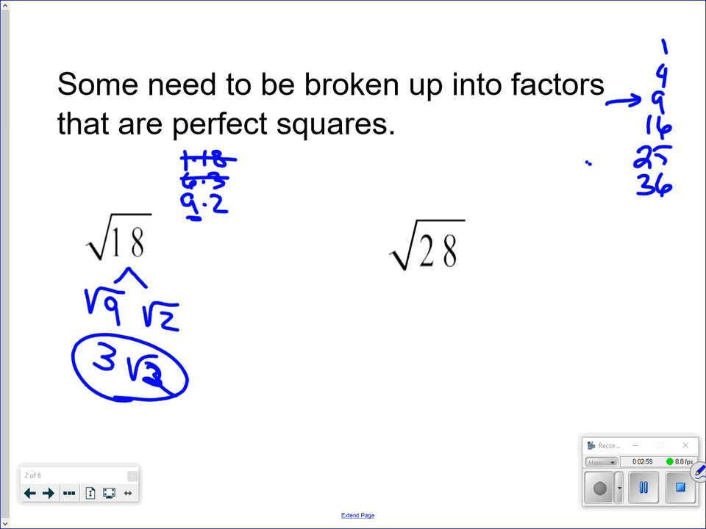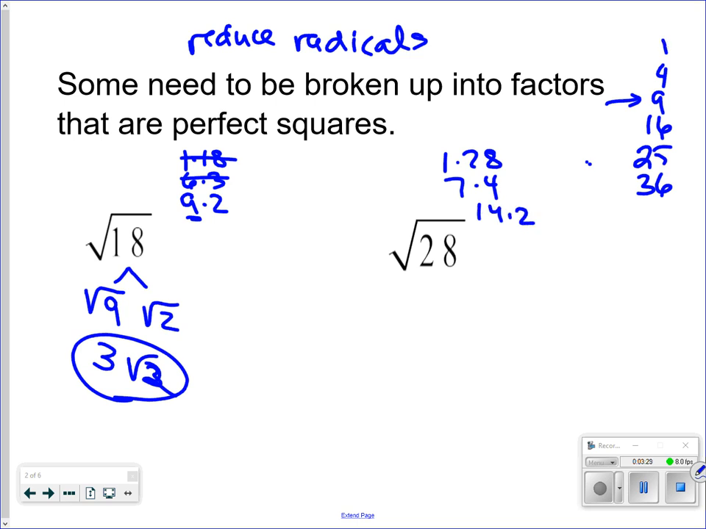So we're trying to reduce radicals. This is our goal, reduce radicals. We're trying to make them into simplified form. All right, let's try 28. Tell me some numbers that multiply together to give me 28. Okay, 1 times 28. What else? 7 times 4. What else? Yes, 14 times 2. Which set has a number that's on your perfect square list?